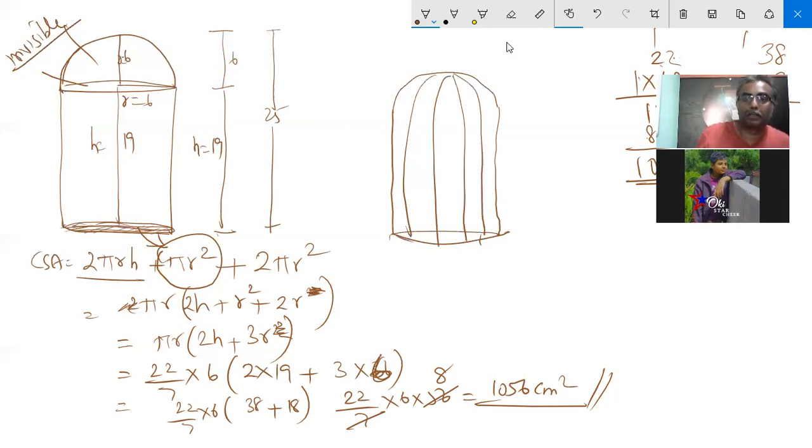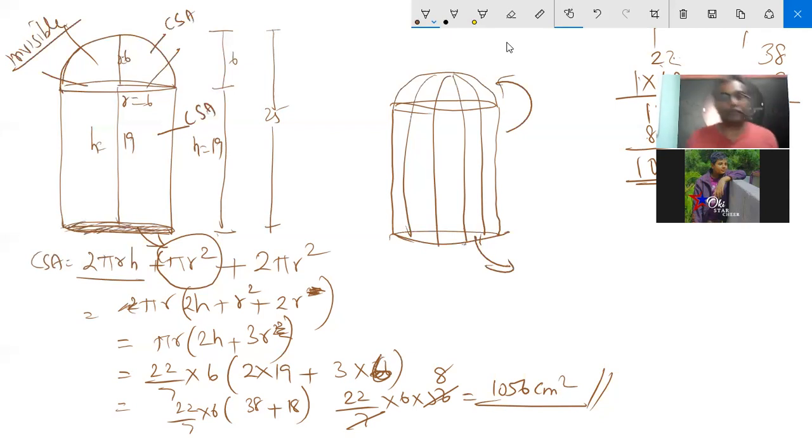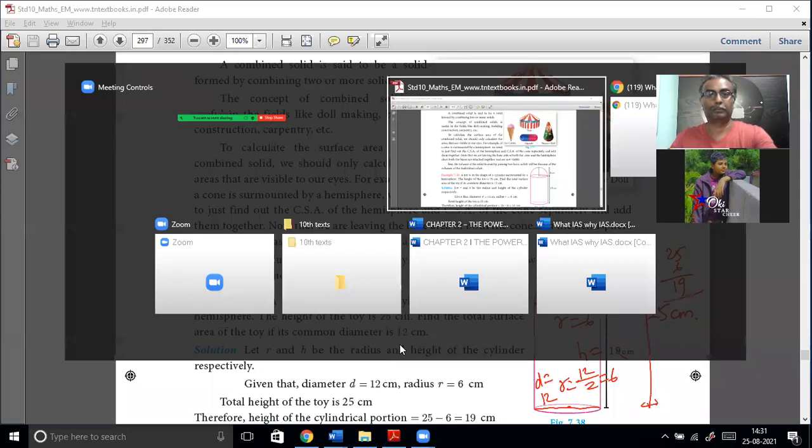But this bottom is visible. If you tilt it and see, you can see this bottom. But that inside place, you cannot see. So that is why this and all you should not calculate. Only CSA you should calculate, but add the base area. Very important. If you forget to add the base area, then it is wrong. Let me put this in your WhatsApp.